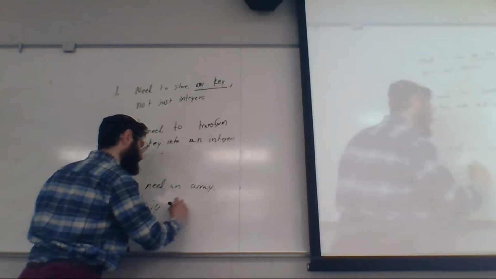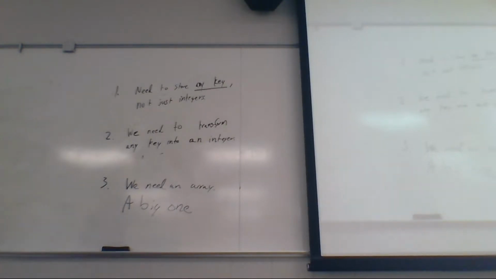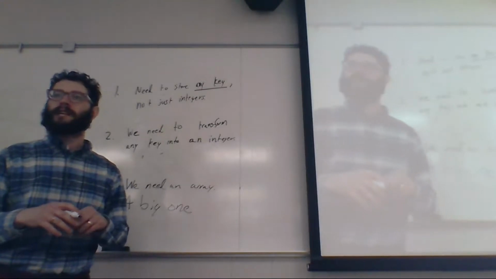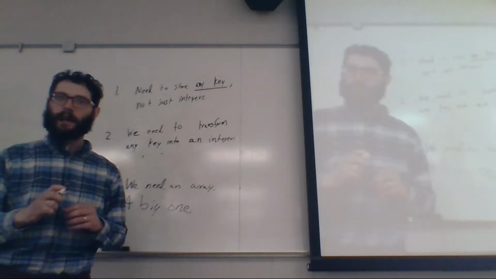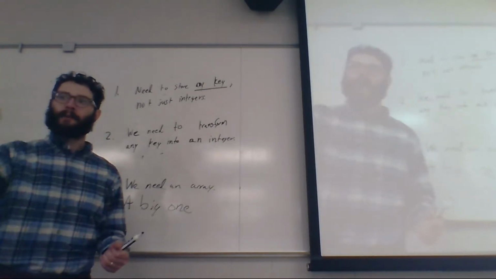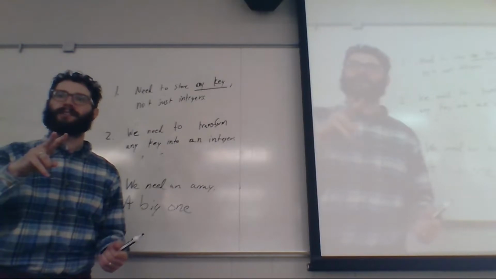Specifically, we need a big one. Why? Well, because we want to store anything we can in this, right? We want to do random key value associations. Let's just go back to integers for a second. I want to be able to store the association one apple and 1 million pear. Okay, those are two keys I want to store.